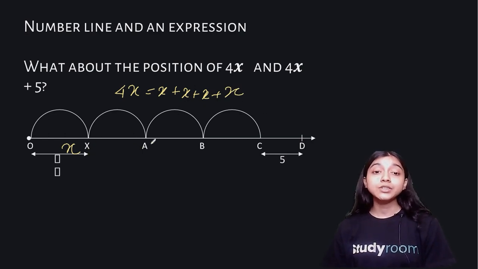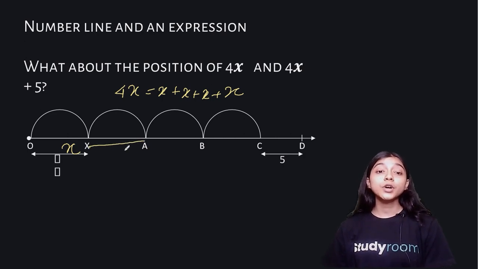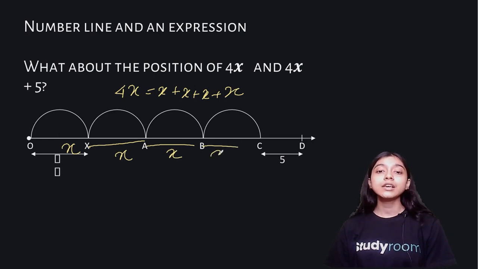So, we will take 3 more points A, B and C towards the right of X, such that the distance from X to A represents the variable small x. Again, the distance from A to B is also small x and the distance from B to C is also small x. Now, this point C represents the given expression, that is 4 times x.